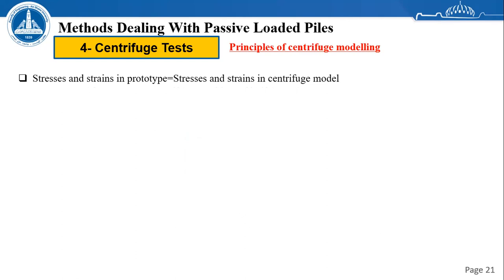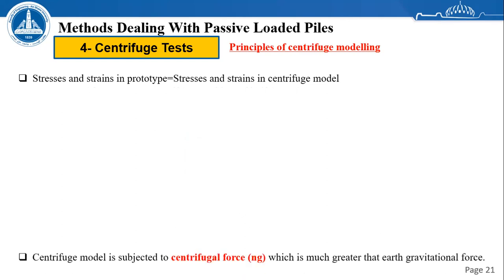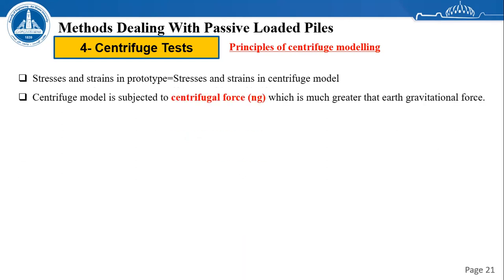We need the stresses and the strains in the prototype to be equal to the stresses and the strains in the centrifuge modeling. This can be achieved by subjecting the model to a centrifugal force equal to a multiplier N multiplied by the gravitational force, which is much greater than the Earth's gravitational force.